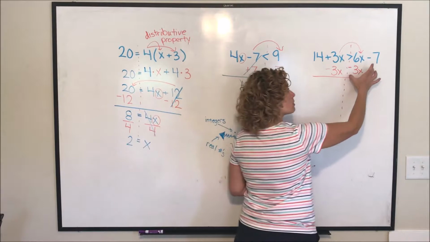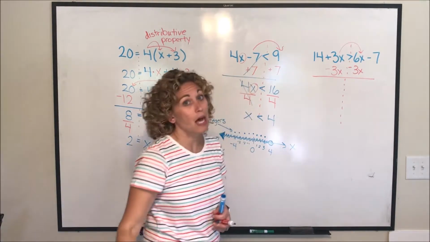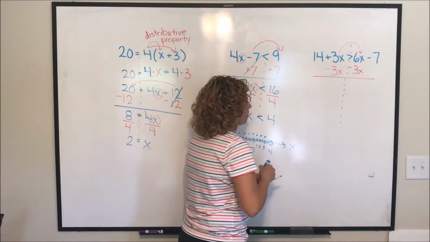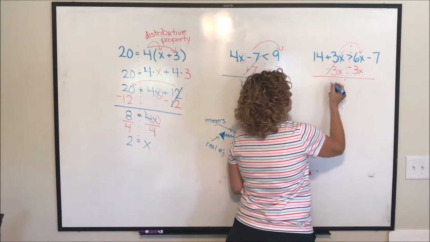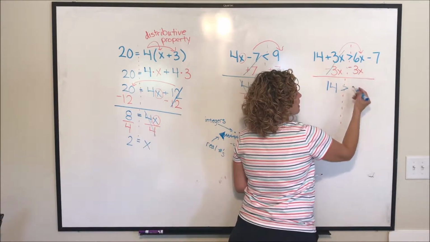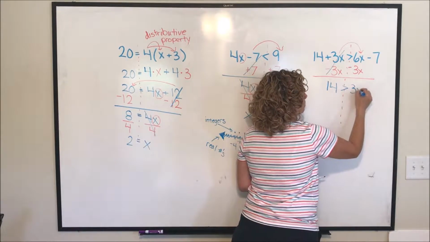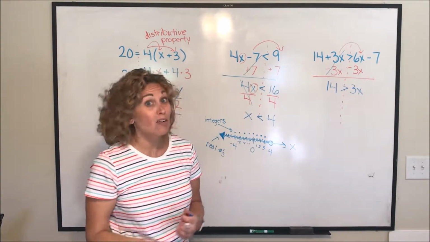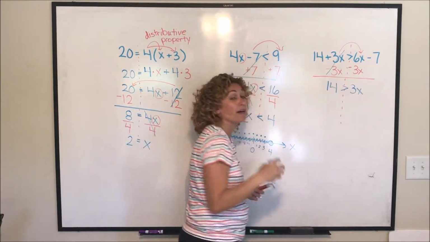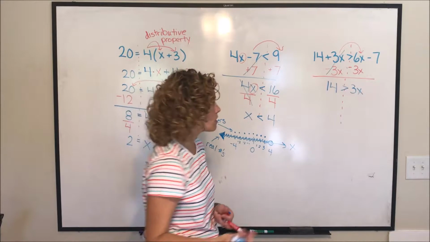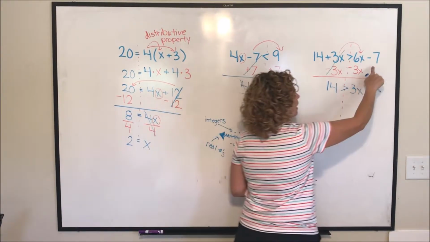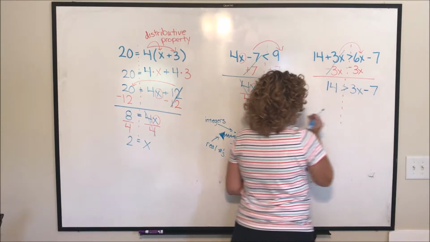Now, I'm not going to put the 3 and the 7 together because they're not like terms. We need to keep the x's together. Then those 3x's cancel out. I'm left with 14 greater than 6 minus 3 is 3x. I don't have a negative. I don't really want negative numbers. If I had moved the 6 to the other side, I would have had a negative number, and I don't like negatives. So that's why I chose to move the 3 to the other side. And I still have the -7.